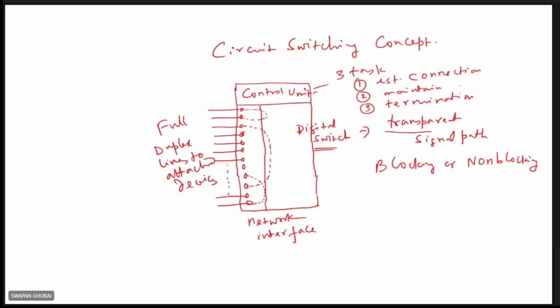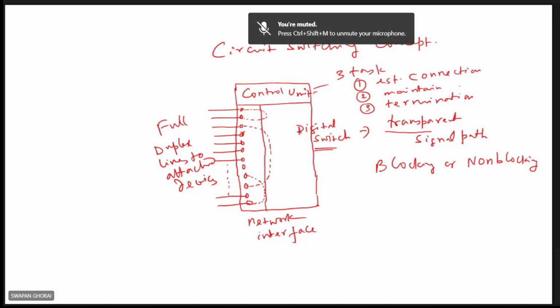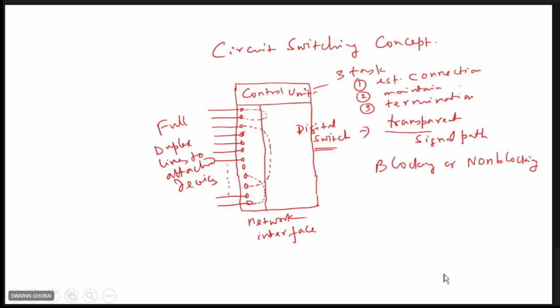Here, one thing you have to take care of is whether the circuit switching device is blocking or non-blocking. Now, what is the meaning of blocking? Blocking means, as I told you earlier, the network is unable to connect two stations. Here it indicates unable to connect.